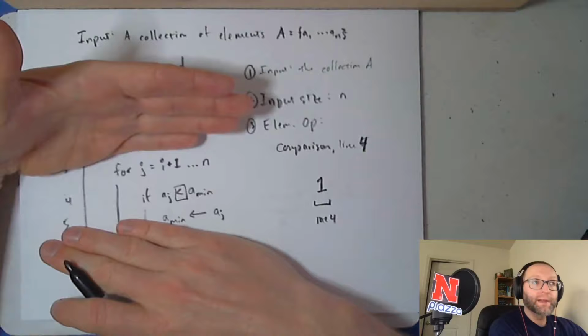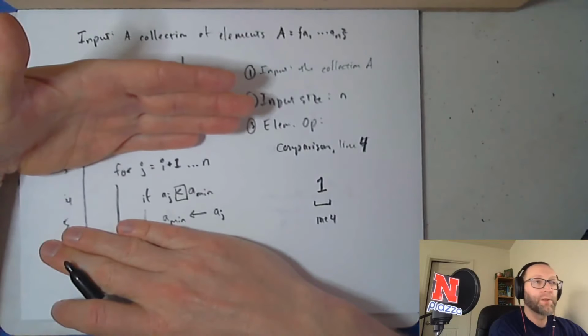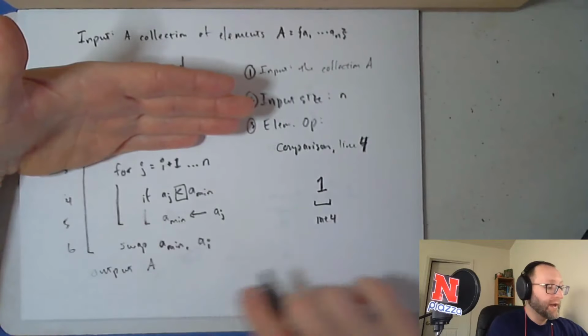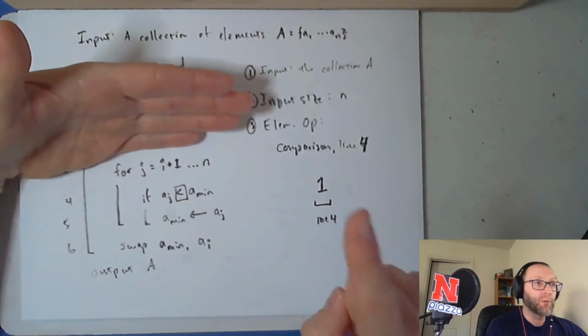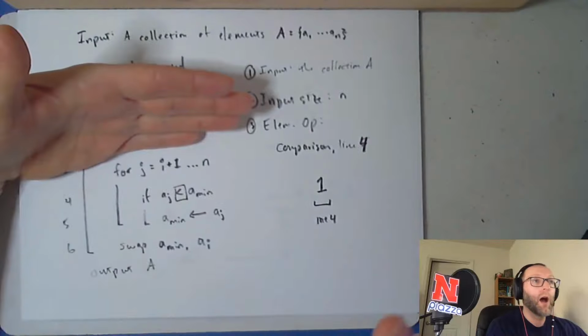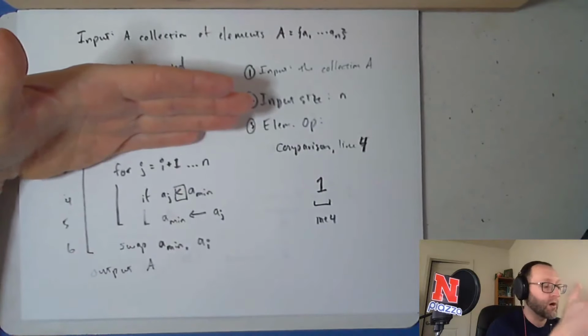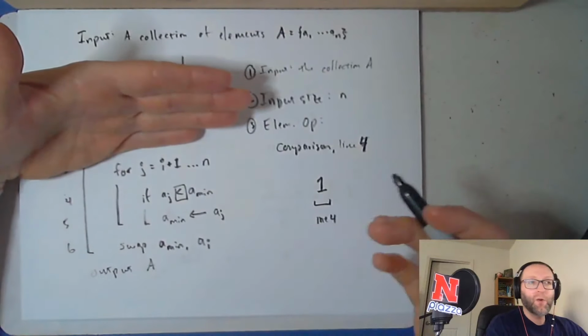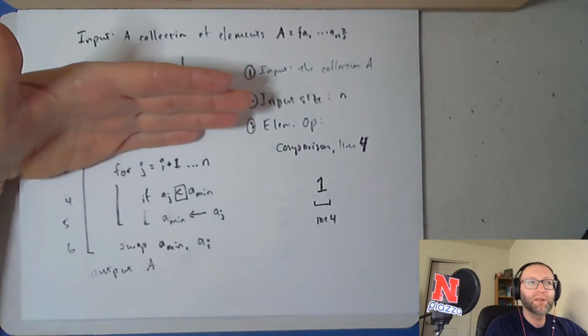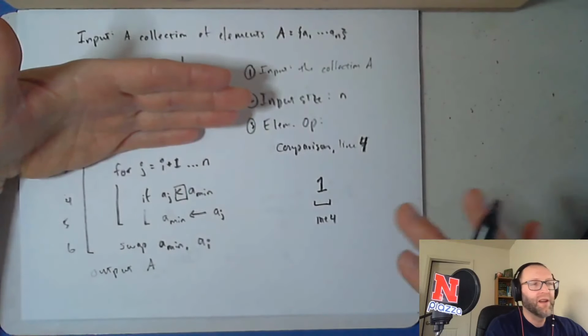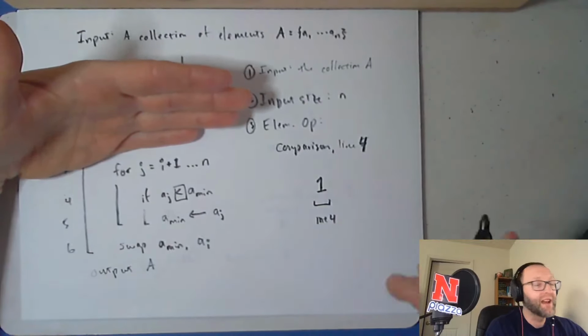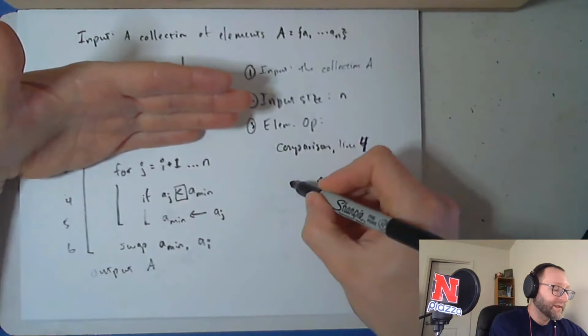Line 4 is executed a certain number of times with respect to the loop on line 3. How many times is it executed? It's executed once when j is I plus 1, I plus 2, I plus 3, I plus 4, I plus 5, etc., all the way up to n. I don't know what that is off the top of my head. You might be able to determine that, n minus I or something like that. I'm going to save that analysis.